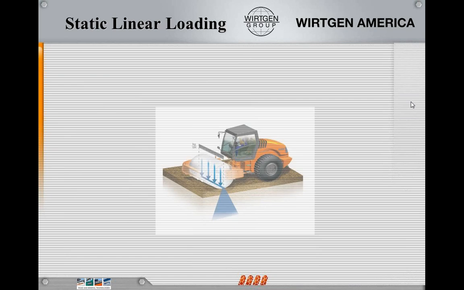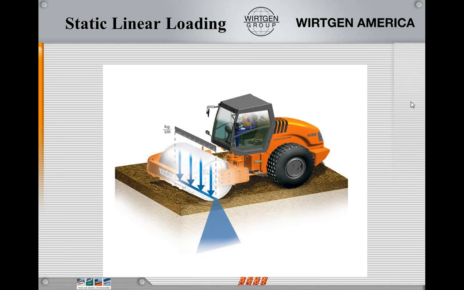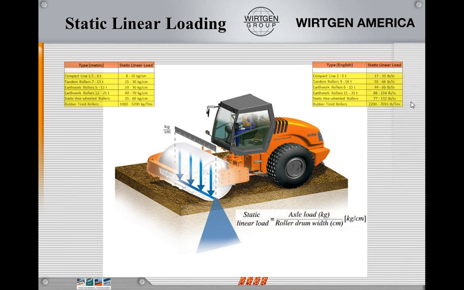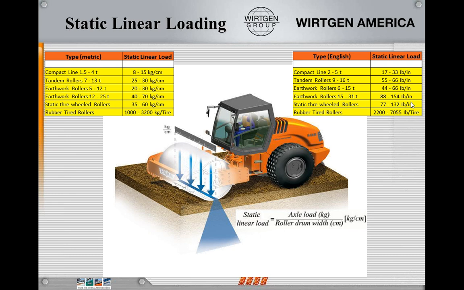So when we talk about static linear loading, most all manufacturers will tell you what kind of loads you actually have on the front and rear axles of a machine. There are some locations in some states that will require certain linear loading per roller based on the material that you're going to be compacting. The way we do this is basically taking the axle load of the front drum and dividing it by the roller drum width, which gives us the static linear load either in pounds per inch or kilograms per centimeter. This also can be done on the force.